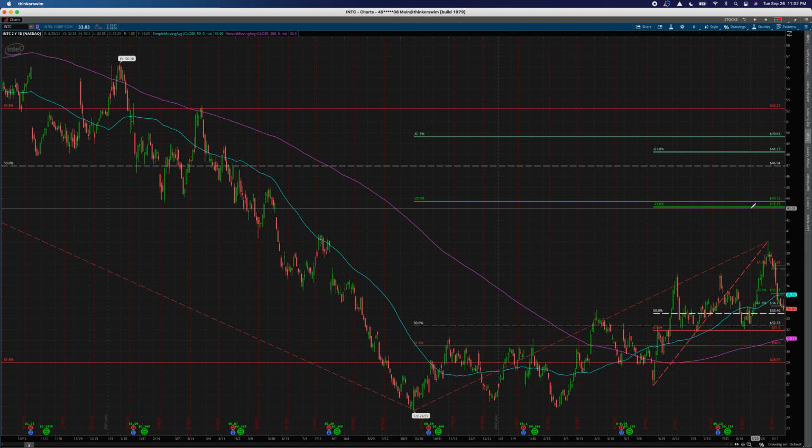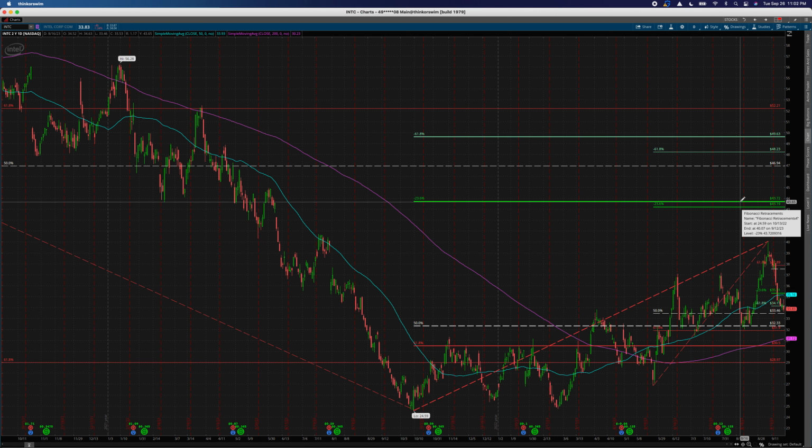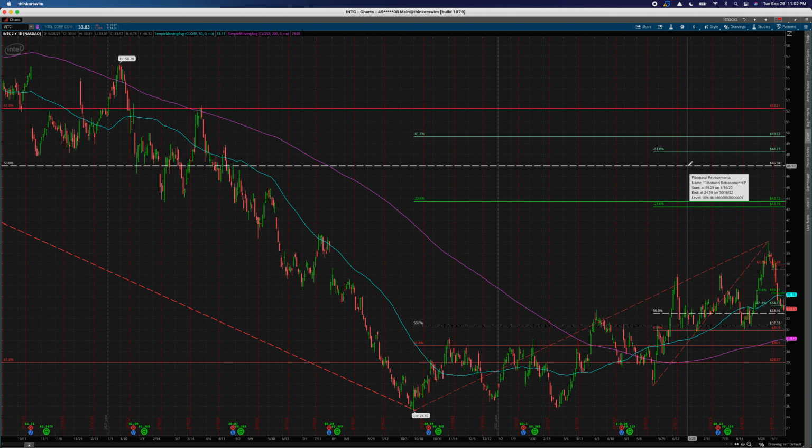The targets above are 43 for the next long. It is about 44 for the full 50% long, which could help Intel head higher and then test this short. And so we'll see what happens from that point.